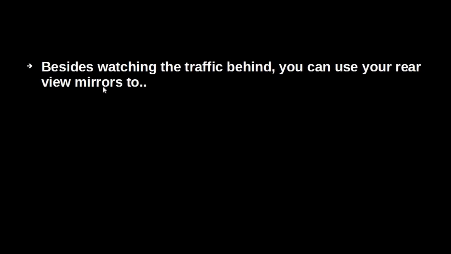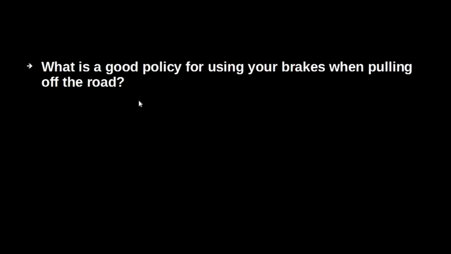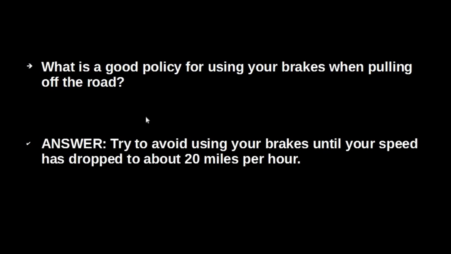Besides watching the traffic behind you, you can use your rear view mirrors to watch for possible tire fires. What is a good policy for using your brakes when pulling off of the road? Try to avoid using your brakes until your speed has dropped to about 20 miles per hour.